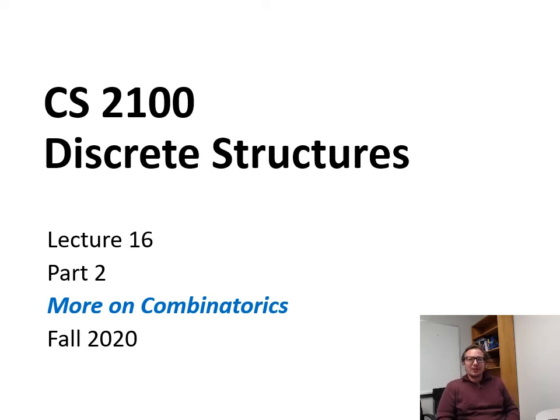Welcome back to part 2 of lecture 16. So in this part 2, first we'll briefly summarize all the different ways that we learn to count outcomes of problems. And then after that, we'll solve a couple of example problems. So let's get started with the summary.